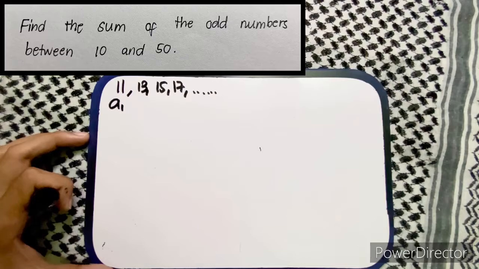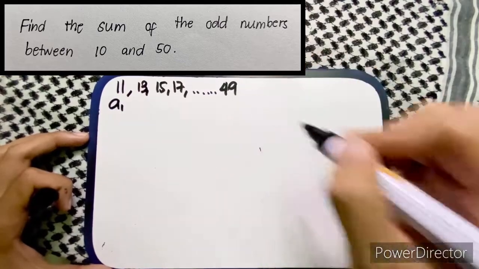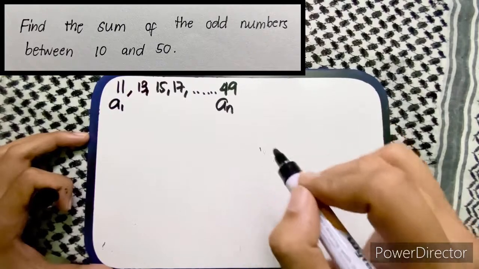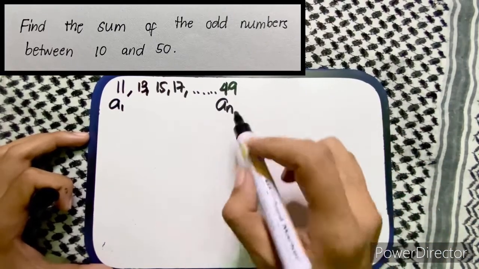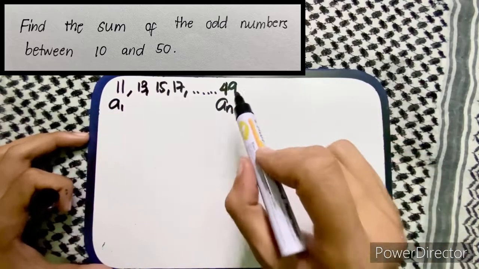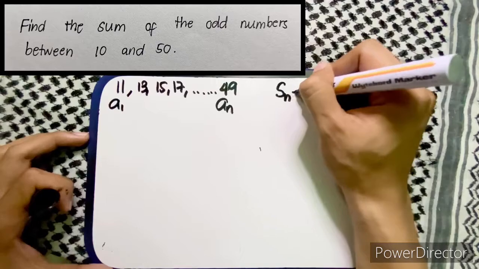Between 10 and 50, what is the odd number less than 50? That is 49. So our 49 is our a sub n. And our n here is unknown because we don't know how many terms there are from 11 to 49. So we cannot use this formula S sub n yet.